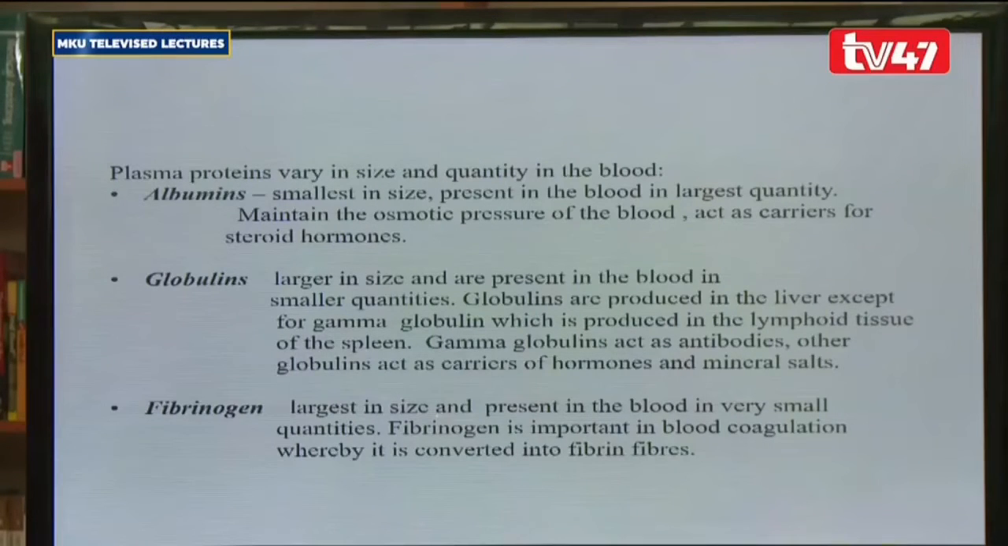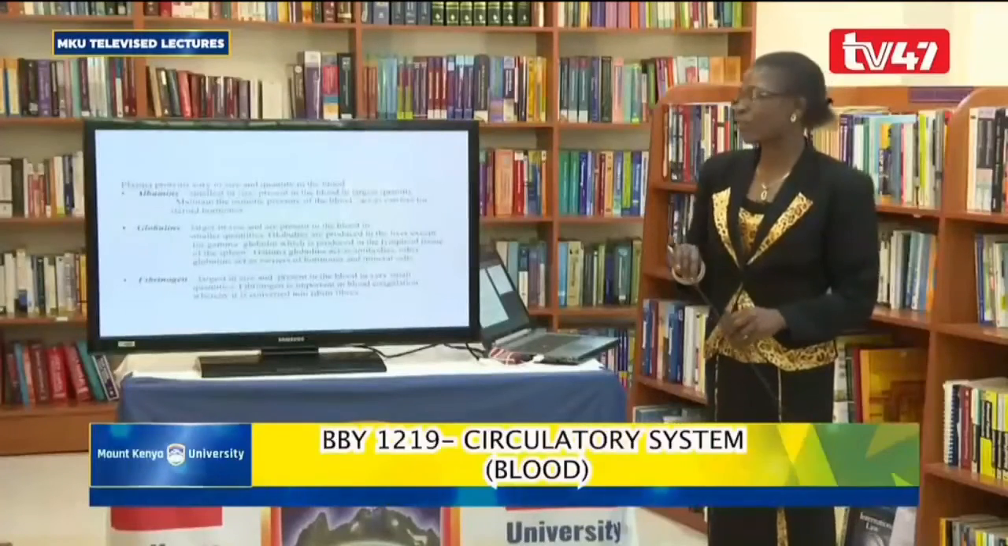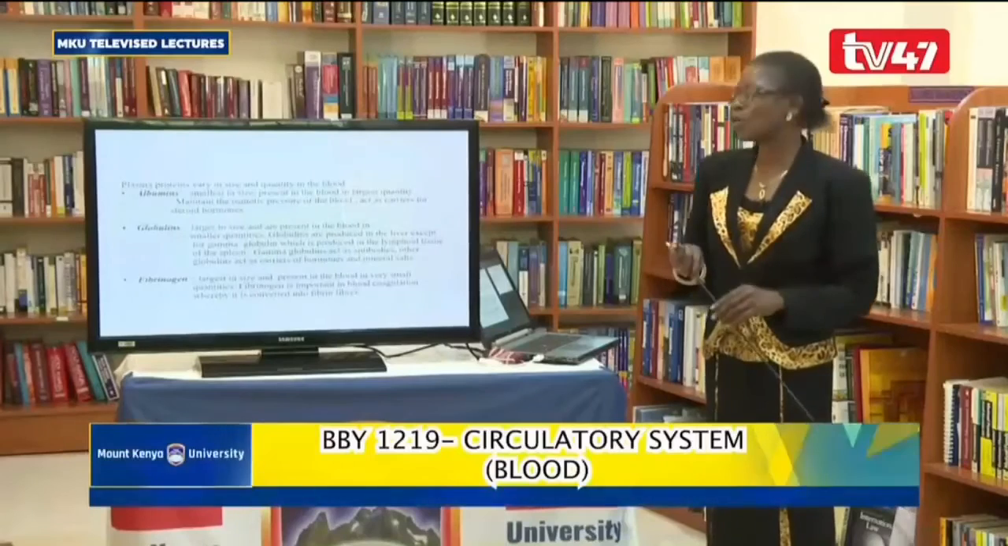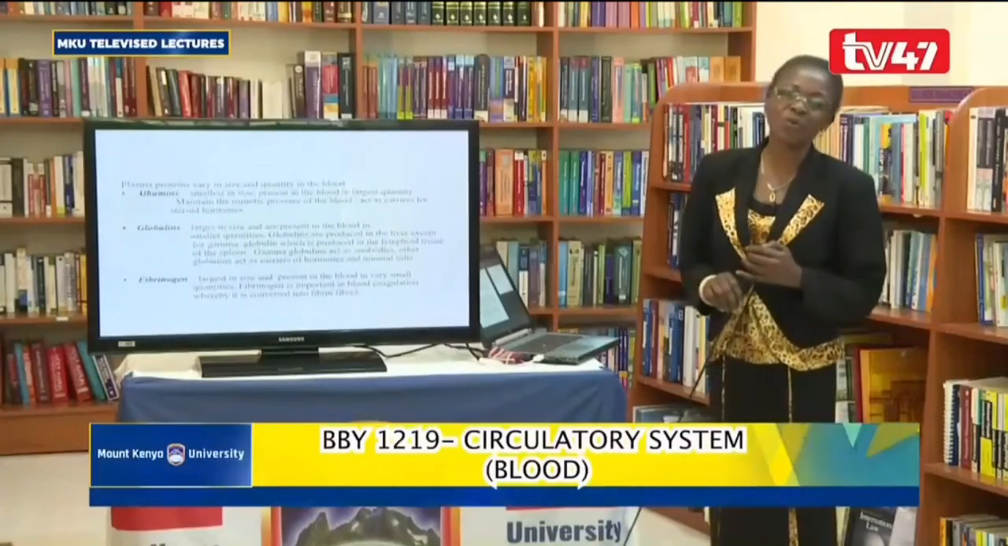The other globulins, other than the gamma globulins, act as carriers for hormones, specifically peptide hormones, and also mineral salts. Now for the fibrinogen, these are the largest in size compared to the others, and they are present in the blood in very small quantities. While the albumins help with maintaining the osmotic pressure of the blood and acting as carriers, and the globulins act as carriers and also carry around mineral salts and antibodies, fibrinogen plays a role in the clotting of the blood. They are important in blood clotting, where they form what we call fibrin threads in the process of clot formation.